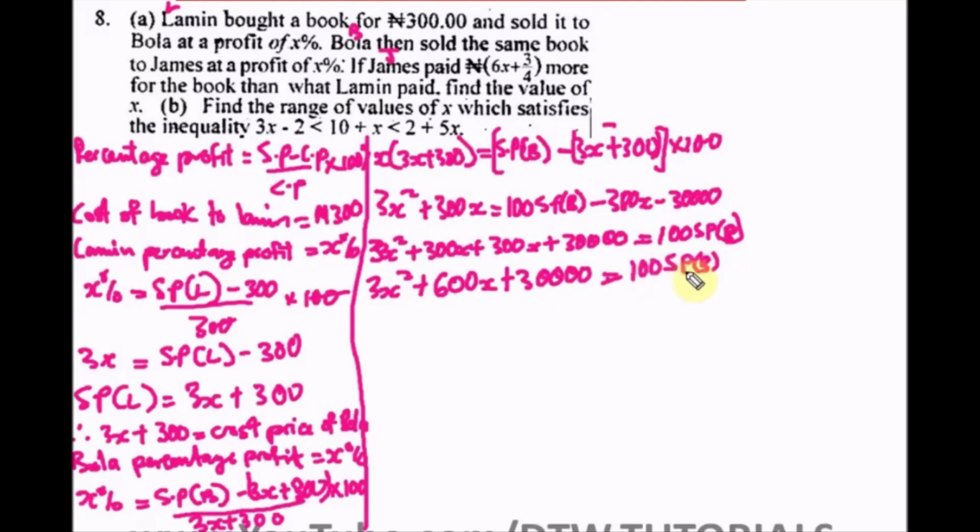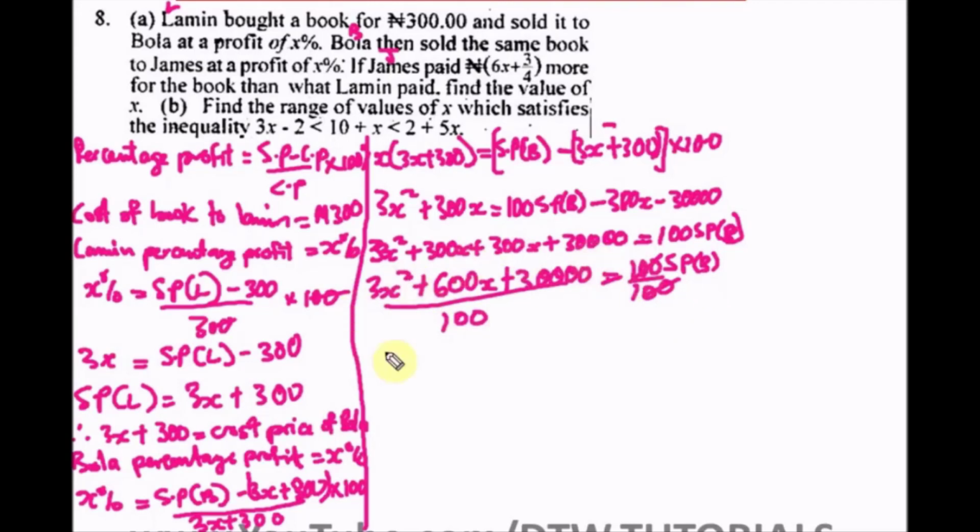Okay, so to get the selling price of Bola, we divide both sides by 100. All right, divide everything here by 100, so this 100 will cancel out this 100. So the selling price of Bola is this. You can restate it, but let me try to manage the space here so we can finish this question on this page. Stay with me closely. So this is the selling price of Bola.